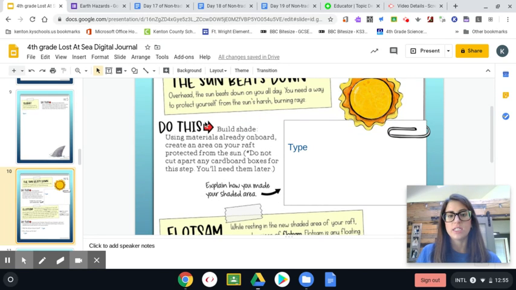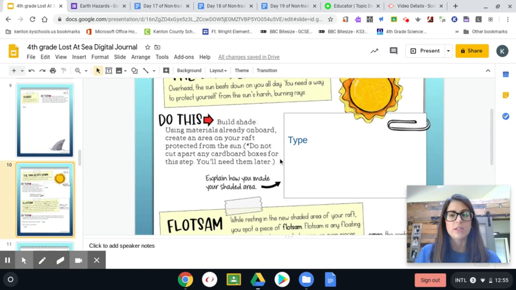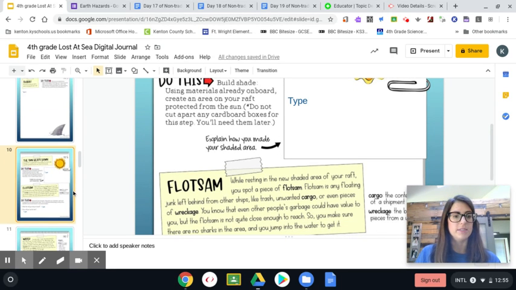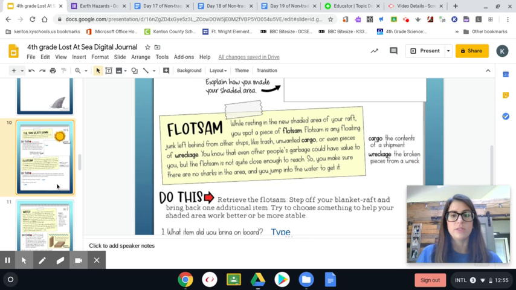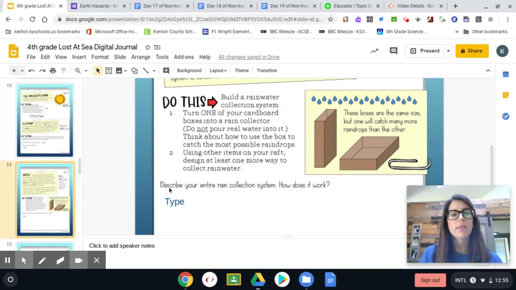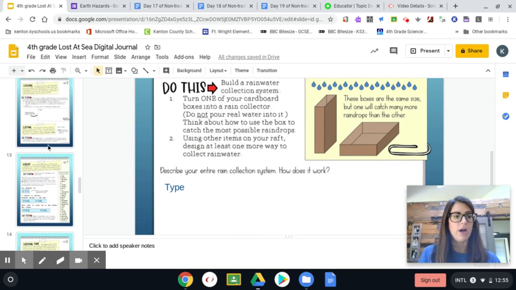And in this, you're going to have to build shade using materials that you have on board your raft, aka your blanket. But the one thing is you cannot use your cardboard box yet. So you have to hold on to that. So this is where your engineering design process comes into play. You can be using any of the resources that you have on your raft, but you cannot be going outside of your raft, aka your kitchen, your living room, your bedroom, to gather more materials. You're stuck. And you're going to continue on.